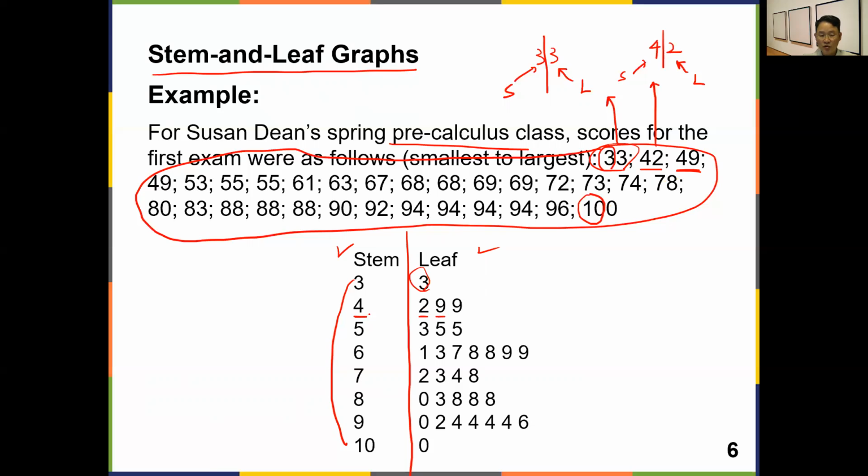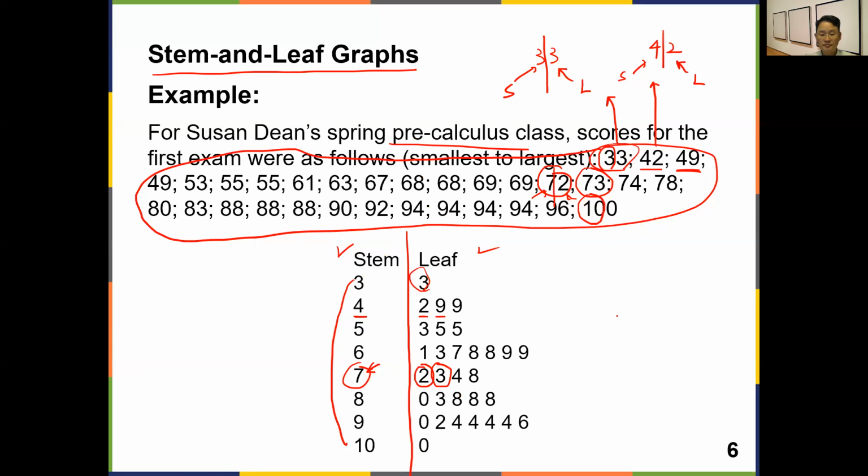The third number, 49. 49, right? So if you have whatever number, let's say 72, you know that this is going to be the stem, this one right there, and the leaf is going to be 2, and that's this number right there. This number 73, again, same stem. You don't repeat the stem. You just write it once. Leaf part, 3, then you got it right there.